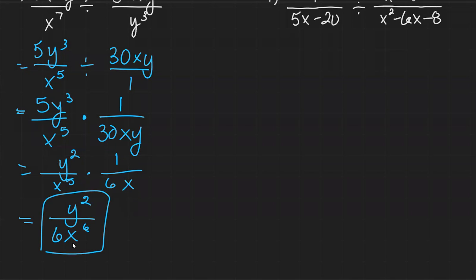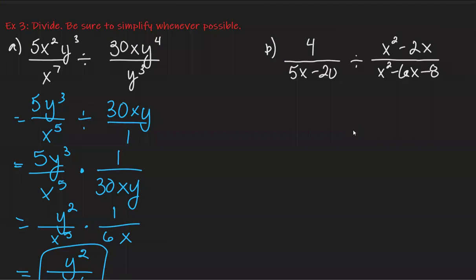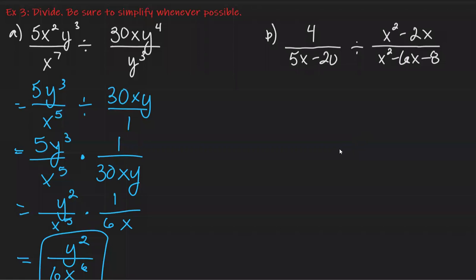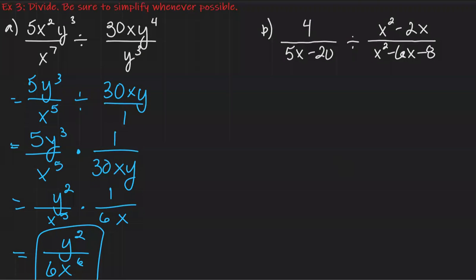All right, not too bad. Same kind of idea as multiplication, but now we have that extra step involved in order to change the division into multiplication, just because the multiplication is usually a little bit easier to work with. All right, one last example.